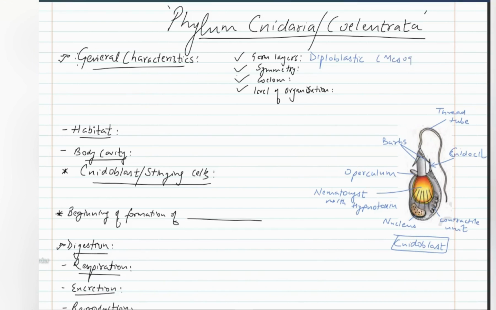It is present as mesoglea. So mesoglea is present; diploblastic with mesoglea. Symmetry: coelenterates are radially symmetrical, or they exhibit radial symmetry. Coelom: coelenterates are acoelomates. There is no body cavity which is lined by mesoderm, and the level of organization is tissue level of body organization.